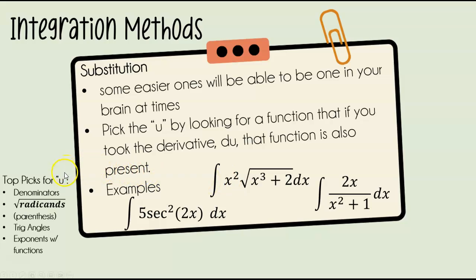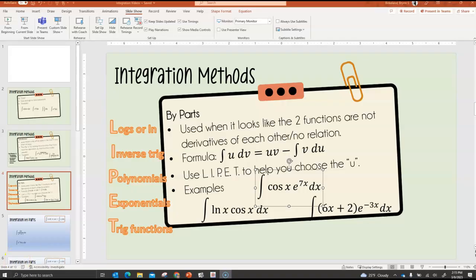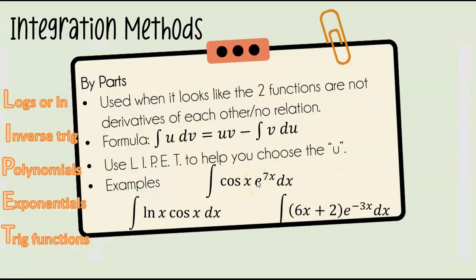Some tips for picking the u are denominators, radicands, those are things under the radical, parentheses, any trig angles, or perhaps an exponent with a function, say like e to the 3x. The third method comes when we have a couple functions that we need to antiderive. It would almost look like we're going to have to do what we used to think of as the product rule. You have two functions and the derivatives of each other are not present.